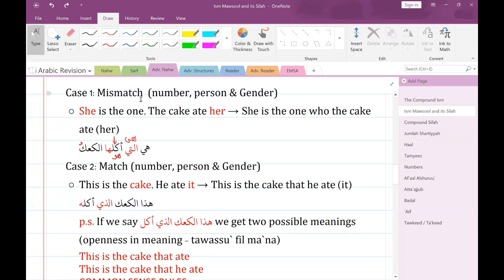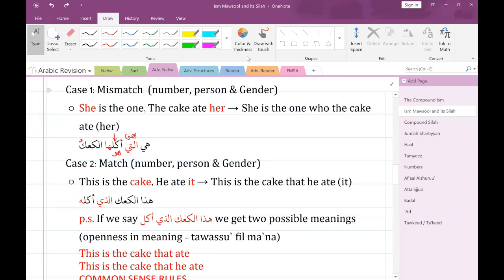Although I think I need to find a better example here. I think this is not the best example. Yes, Taima, maybe you can help me out. Then how will we differentiate between them? Akala has an inside pronoun, right? Yes, which is huwa. And ha is an attached pronoun.